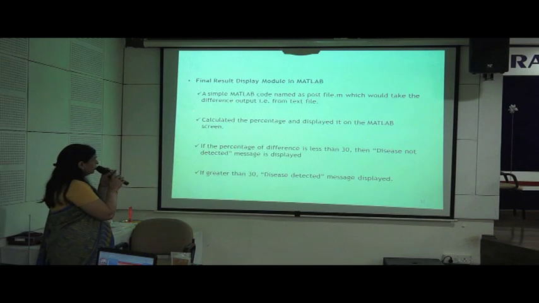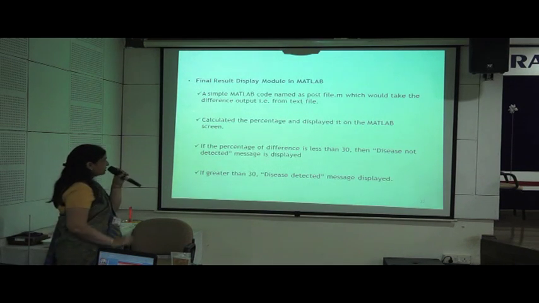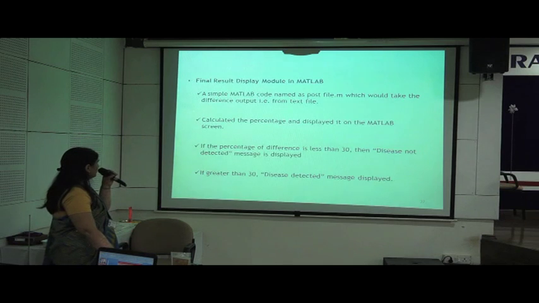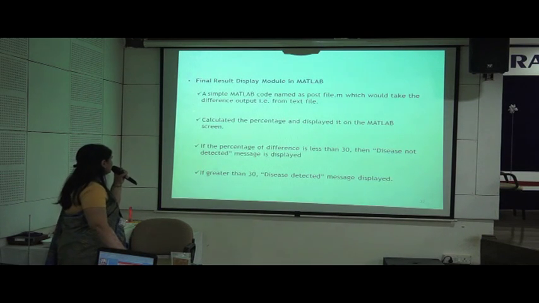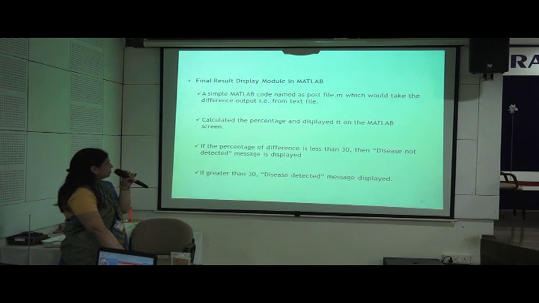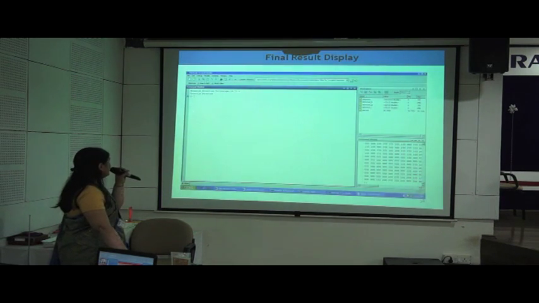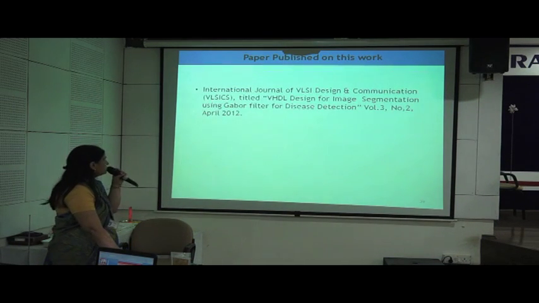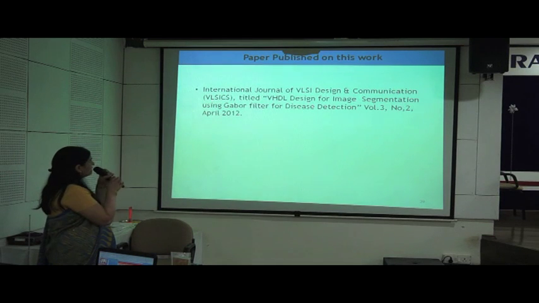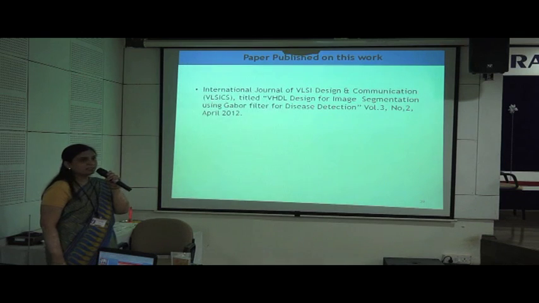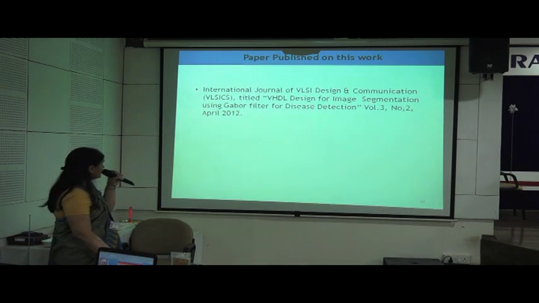A simple MATLAB code named postfile.m takes the difference output from the text file, calculates the percentage and displays it on the MATLAB screen. If the percentage of difference is less than 30, then disease is not detected, or otherwise the disease is detected, and this message is displayed over here. This is the final result display module. But the hardware implementation was not possible with this system. This is the paper published on this work in the International Journal of VLSI Design and Communication, VLSICS.